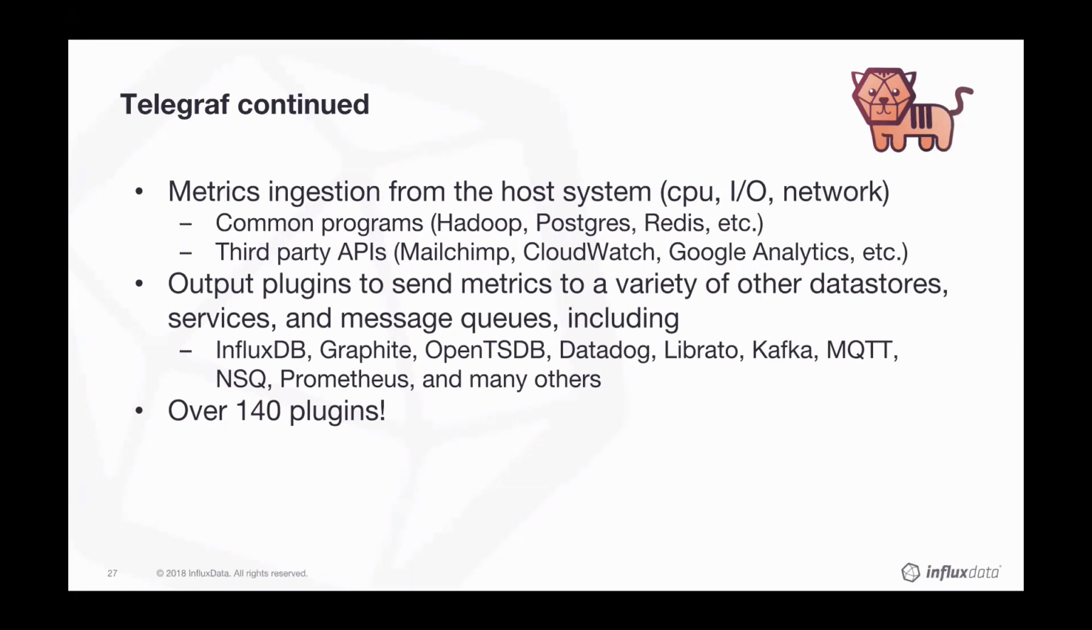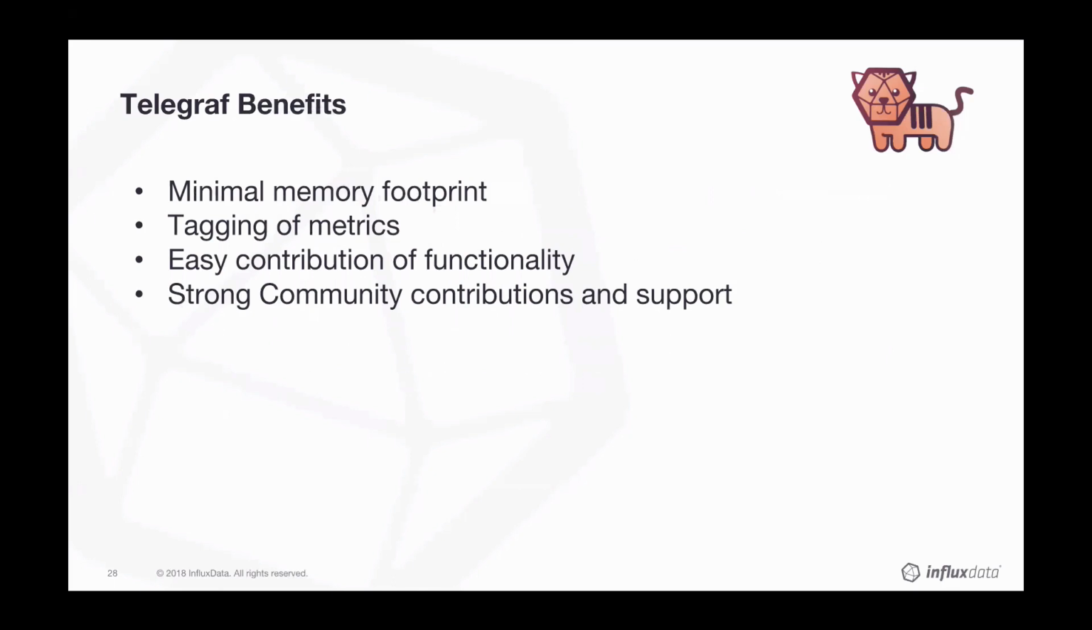You can ingest metrics from the host system, but also from common programs like Hadoop, Postgres, and Redis, and a lot of third-party APIs, including MailChimp, CloudWatch, and Google Analytics. Like I said, you can output metrics to a lot of different data stores, not just InfluxDB. So if you're shy about using InfluxDB, go ahead and send them to Graphite or Prometheus or any of these other ones. And I've been over how many plugins we have. It's cool. It has a minimal memory footprint too.